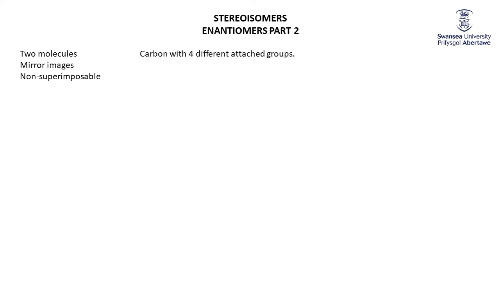So let's talk more about enantiomers. We've already said that enantiomers are two molecules that are mirror images but are not superimposable. Now that happens in quite a few different circumstances, but the one that we're really focusing on now is the most prevalent, and that's where you have a carbon that has four different groups attached to it. Such a carbon is called a chiral carbon, sometimes called a chiral center.